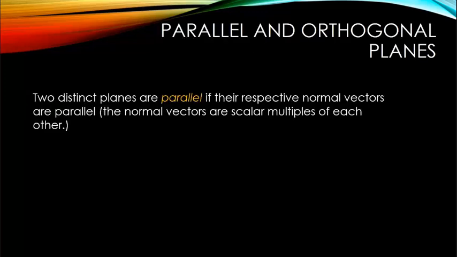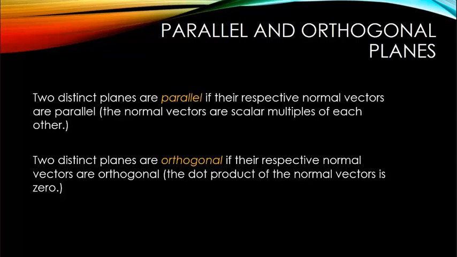Two distinct planes will be parallel if their respective normal vectors are parallel. This just means I'm looking for normal vectors that are scalar multiples of each other. Two distinct planes will be orthogonal if their respective normal vectors are orthogonal, which means I'm going to look for a dot product of the normal vectors that's equal to 0.